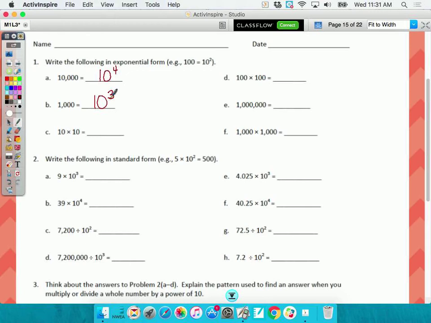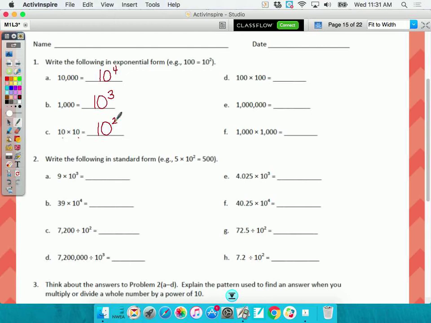Mia, do C, please. 1,000. How many zeros do you see? 2. So 10 to the... 2. That was kind of a trick. 10 to the what power? 2, because it's the 2nd power. 10 to the 2nd power because I counted 2 zeros. Now, that was kind of a trick. Are there more tricks on the page? Yes, so be careful with those.